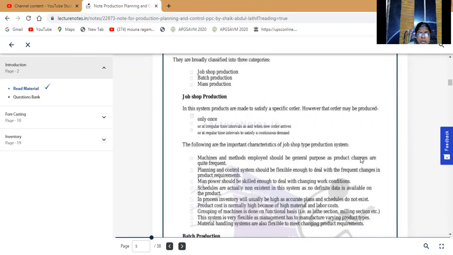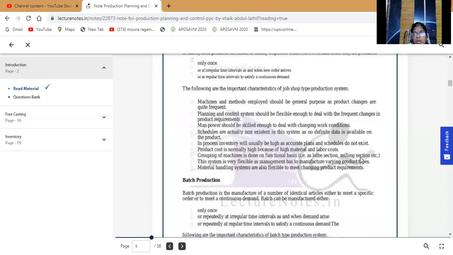Job shop production is nothing but, in this system, products are made to satisfy a specific order. However, the order may be produced only once, or at irregular time intervals, as and when a new order arrives, or at regular time intervals to satisfy continuous demand. So in job production we do it only once, or at irregular times when new orders arrive, or at regular times for continuous demand.